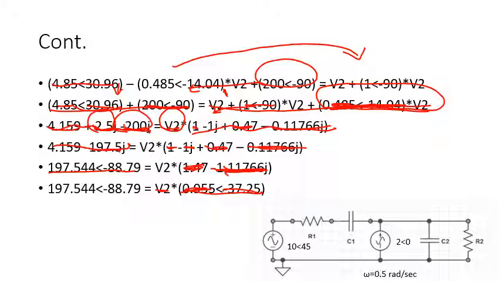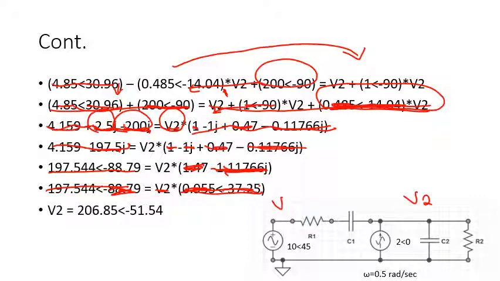How do I solve for V2? Simple. I just take this number divided by this one. So V2 gets me 206.85. That's taking 197.544 divided by 0.955. And for a phase angle, negative 51.54 degrees. That's taking negative 88.79 and subtracting negative 37.25. Gets me negative 51.54. That is my answer for the voltage 2.